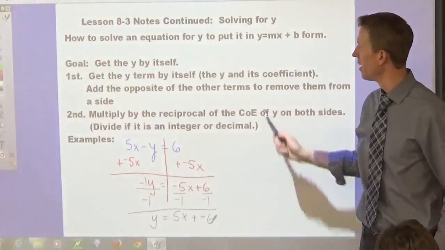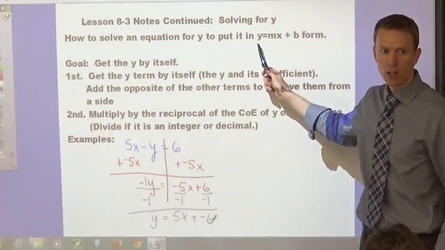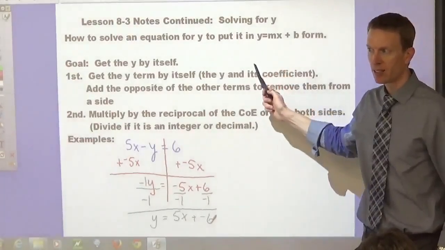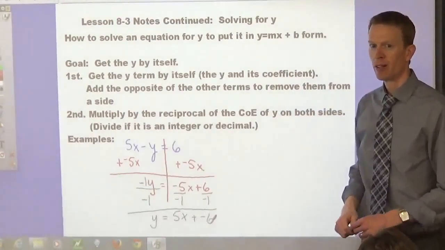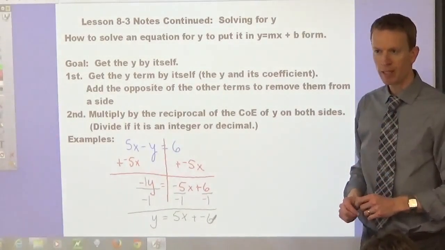It might be just y equals a number. It might be just y equals a number with x. Y equals an x term, and then b is 0. It might be something like that.